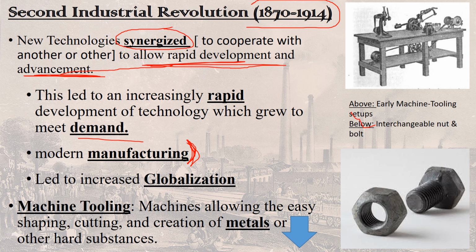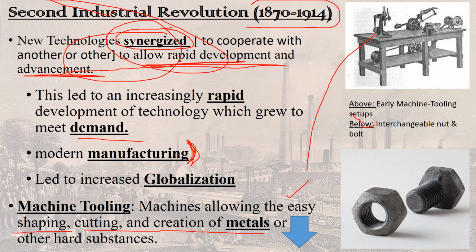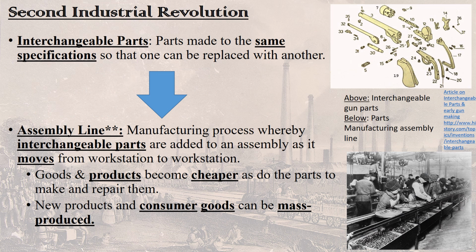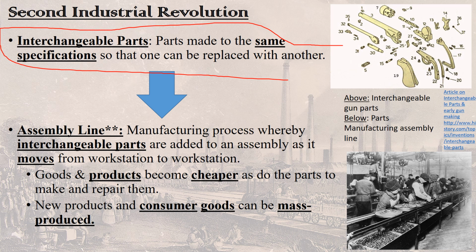So one of our first advances here, and again, remember, these are all going to synergize together, is machine tooling. They come up with harder and harder steels and metals, and they come up with tools that allowed for the easier shaping, cutting, and creation of metals or other hard substances. So they come up with these workshop tools that now, instead of just being able to work with wood and other stuff like that, they can create screws, they can create nuts, they can shape metal itself. That then leads to the creation of what's known as interchangeable parts.